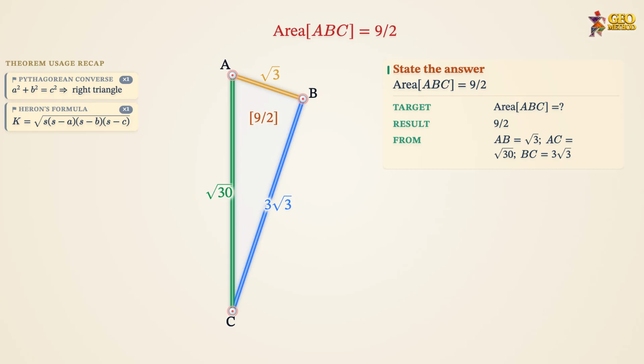Heron's formula can be proved by dropping an altitude to side c, using the cosine law projection x equals (a squared plus c squared minus b squared) over 2c, substituting into K equals c h over 2, and factoring K squared into s times (s minus a) times (s minus b) times (s minus c).